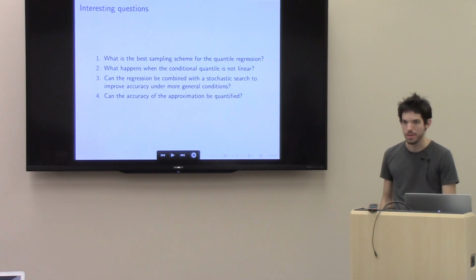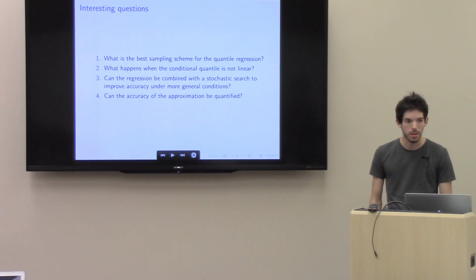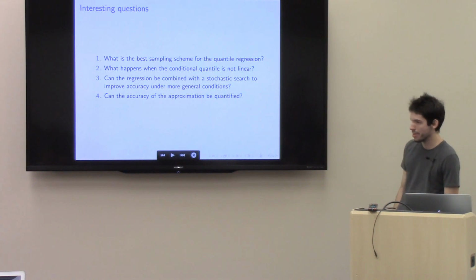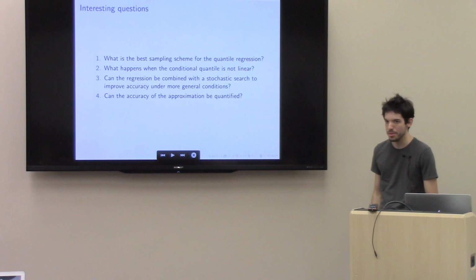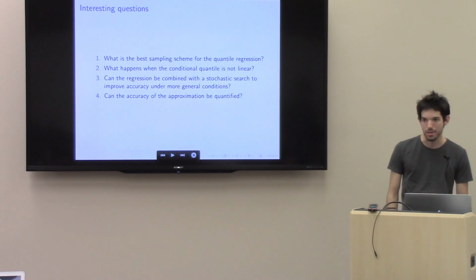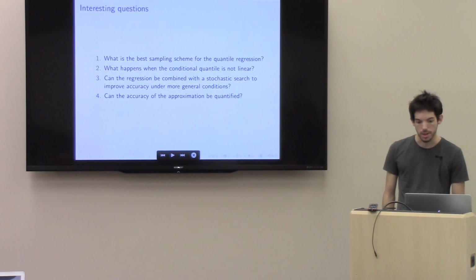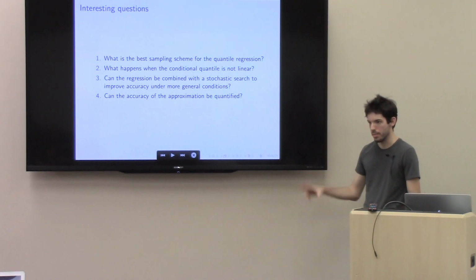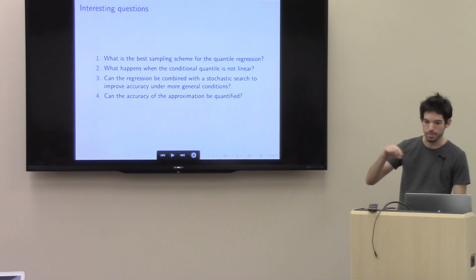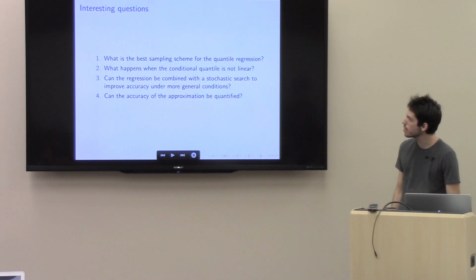I didn't want to go into the math because I didn't think it could fit in 15 minutes. But there are some more interesting questions regarding how to do it right. For example, what is the best sampling scheme? How do you choose the points to achieve minimal variance of the estimator? And we have some nice results for that. What happens if the conditional quantile is not linear, which can happen when the variance of the estimator changes with the mean? There are some solutions here as well.